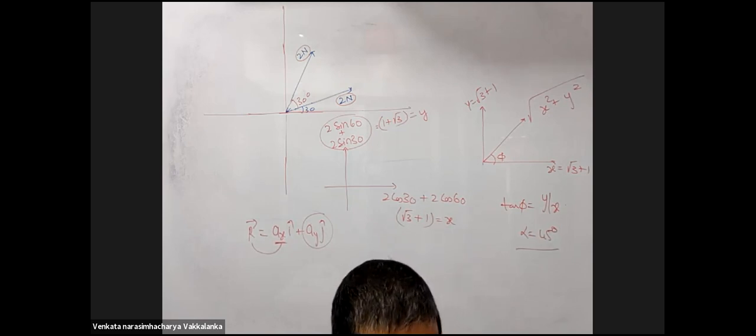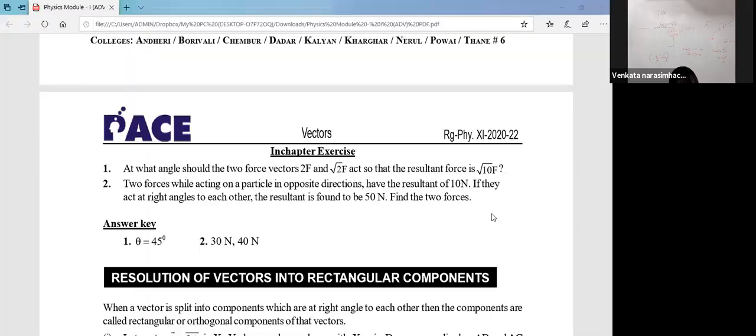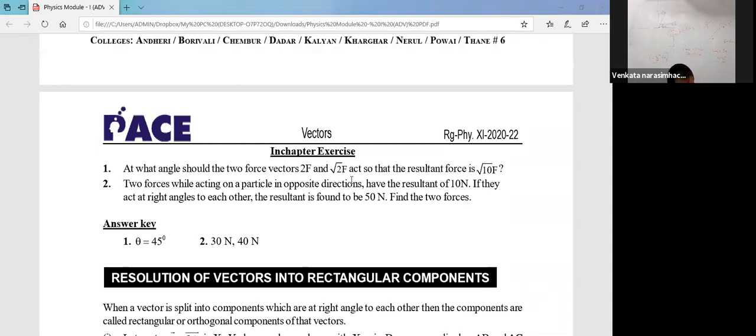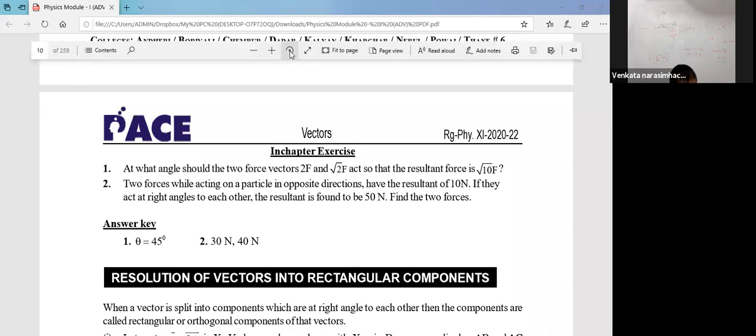Whatever is written on the board, is it over? Will you solve the problems? Are you able to see in-chapter exercise 1 and 2? You have 5 minutes to solve both of them.